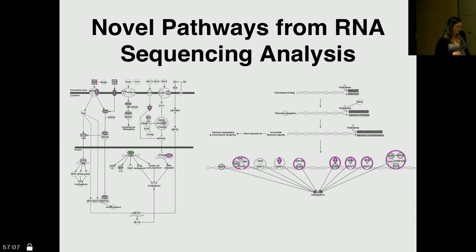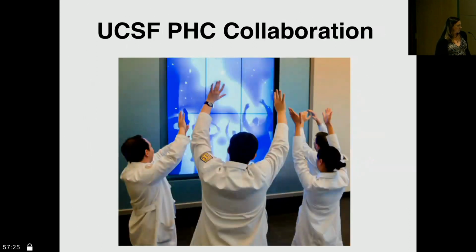And one that I think is particularly interesting is that telomere maintenance is preserved or increased among our shunted RV compared to control RV. Not quite sure what that means yet, but I think that's the kind of novel direction that this type of work can take us in.